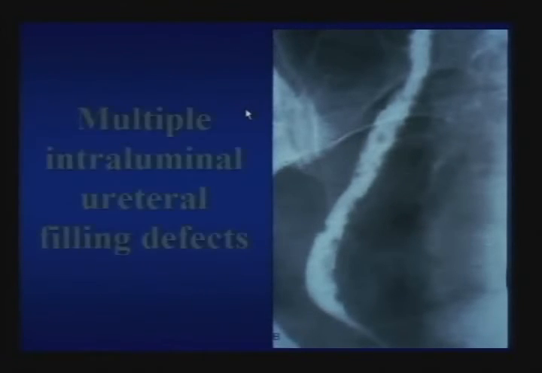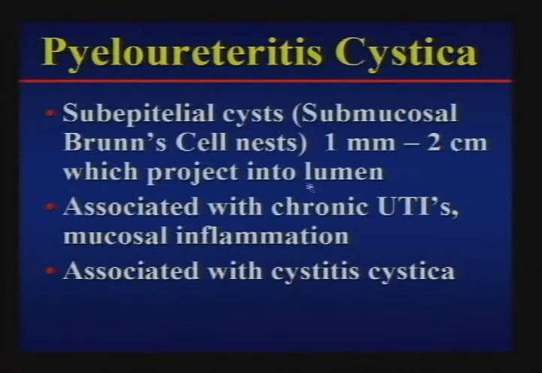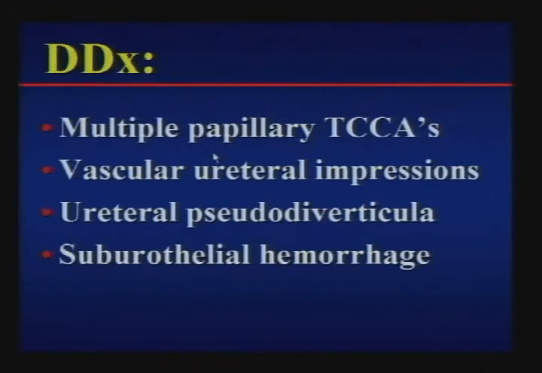Okay, next case, we're looking at a ureter, and we see multiple intraluminal ureteral filling defects. This is kind of an Aunt Minnie, pyeloureteritis cystica. Remember, Brunn's cell nests can range in size from 1 millimeter to 2 centimeters, and they're associated with chronic inflammation and UTIs. What else can look like that?